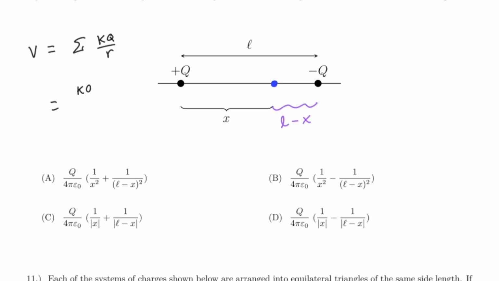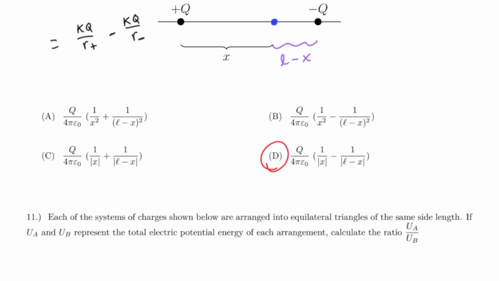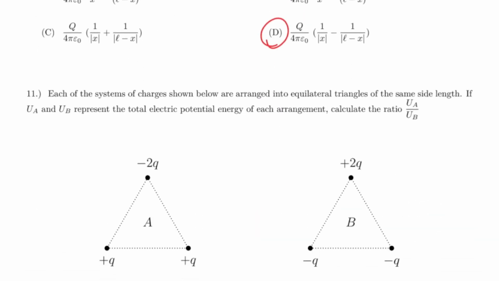So this would be KQ over R plus, and then minus KQ over R minus. Because again, potential is just a scalar. So we get positive potential contribution here, you're a hill. We get negative contribution here from the minus Q, that's a valley. The only one with distances that are being linear and subtracted is D. The absolute value is just there to make the sign work out every time, even outside this region. Option C would be two positive charges, and options A and B are the electric field versions of this.